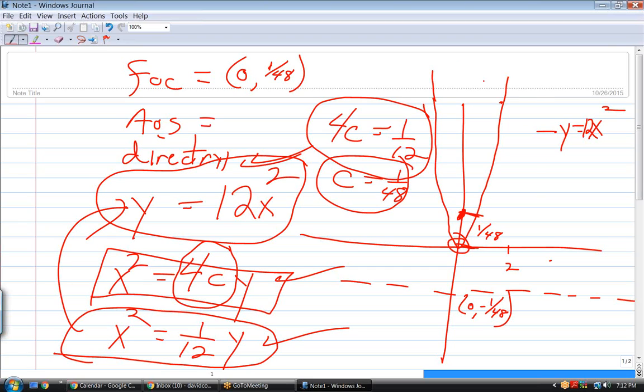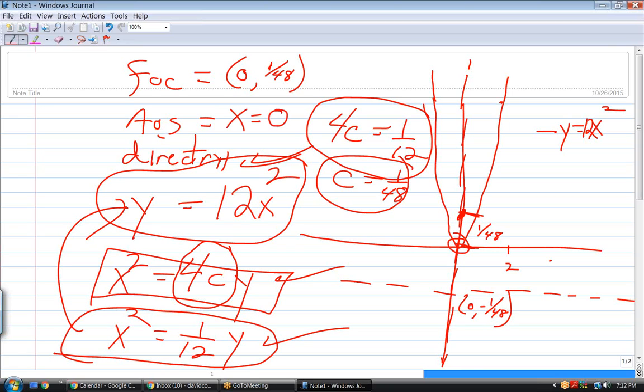What's the axis of symmetry? In other words, how do I define that line right there? The line that splits this parabola into two symmetrical parts. I've drawn it as a dotted line, but it's actually the y-axis. How do you define the y-axis? It's x equals 0.